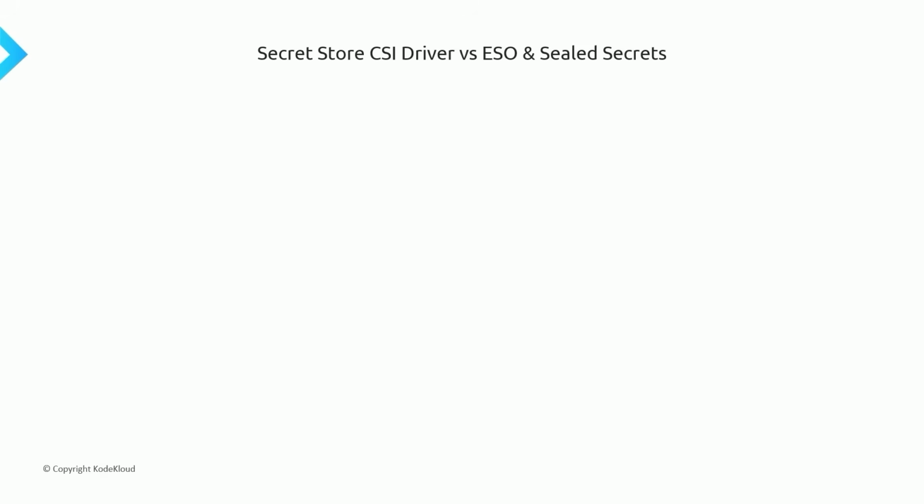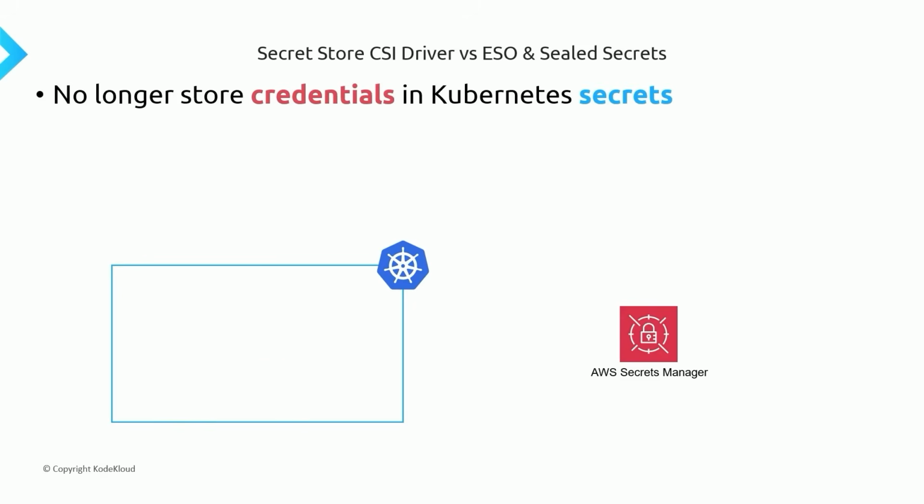And there's really one main thing. The main advantage of using the Secret Store CSI Driver over some of these other solutions is that you no longer store credentials in a Kubernetes Secret. Usually, if you use something like External Secrets Operator or Sealed Secrets, you're going to grab your secret from a central secret store and sync it with a Kubernetes secret. Well, with the Secret Store CSI Driver, you don't actually create a Kubernetes secret. So there's no secret within Kubernetes. It's just going to pull it dynamically from your central secret store, like AWS Secrets Manager.